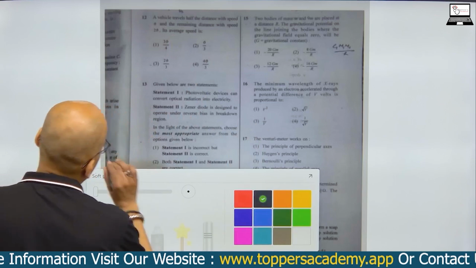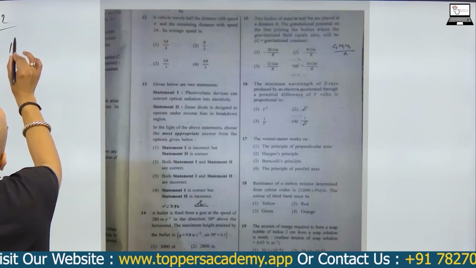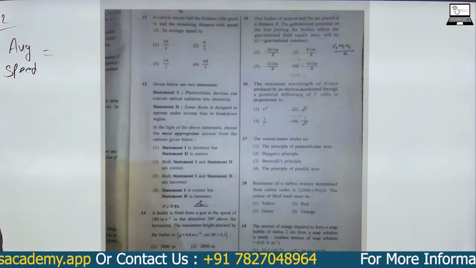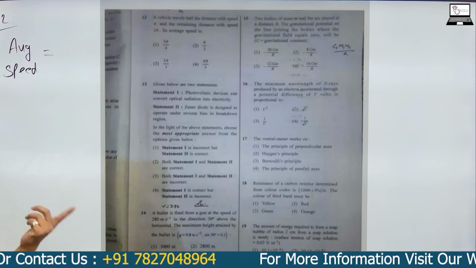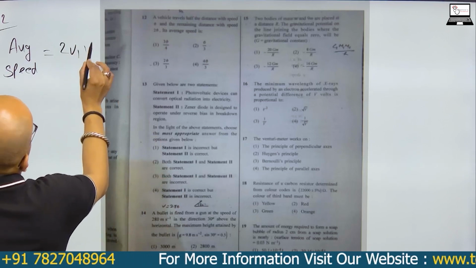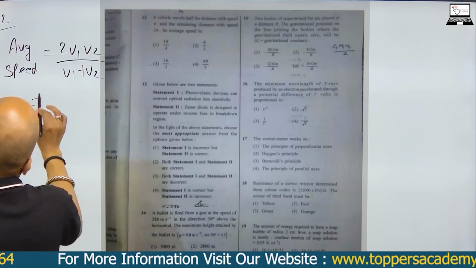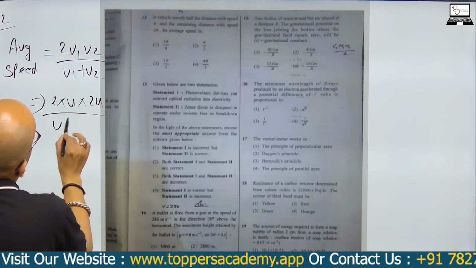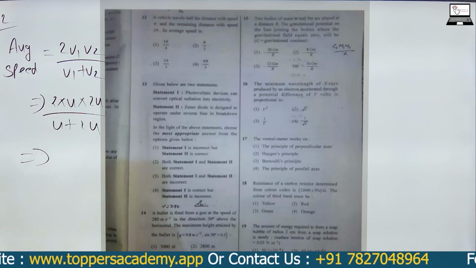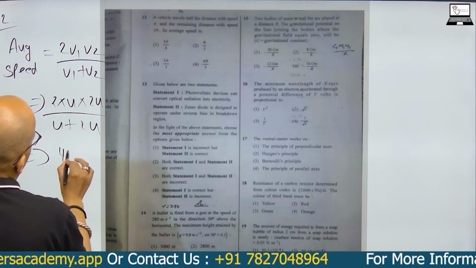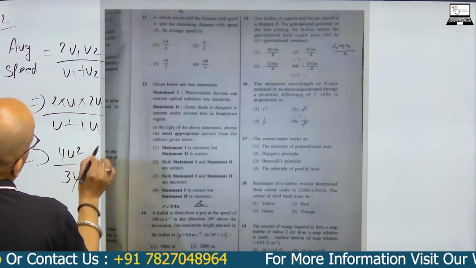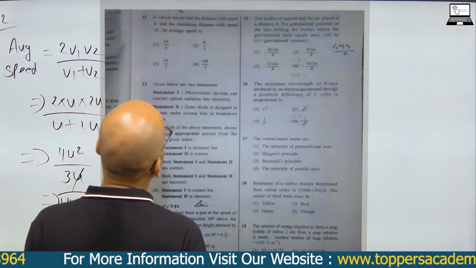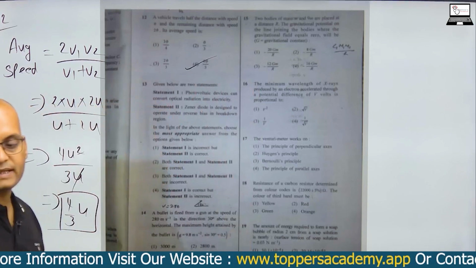So direct formula. No need to apply any concept. What is the direct formula? When the distance traveled is equal, average speed is 2 v1 v2 upon v1 plus v2. So now you can apply 2u into 2u upon u plus 2u. So you will get 4u square upon 3u. U cancelled. So 4 by 3 times u. So option 4, 4u by 3 is correct. Fine.